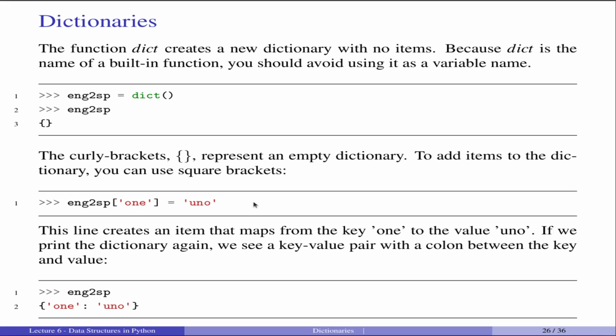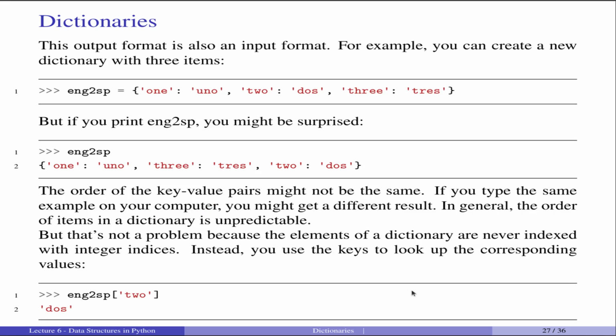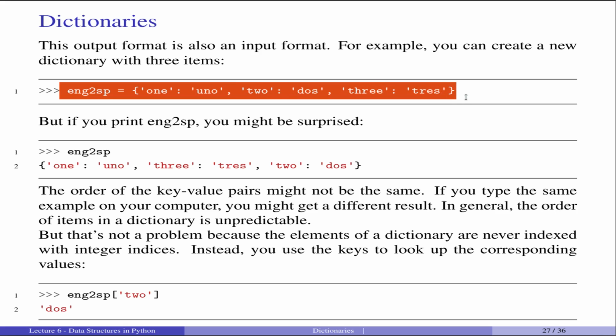So if we print the dictionary again, we see a key value pair with a colon between the key and the value. So আমি যদি into sp কে এখন প্রিন্ট করি তাহলে দেখবেন যে আমার এখানে একটা কি ভ্যালু পেয়ার আছে এবং সেখানে কি হচ্ছে 1 এবং ভ্যালু হচ্ছে uno। ওকে, we can assign multiple dictionary elements at the same time. So খেয়াল করে দেখেন এখানে আমরা সেই কাজটা করছি। into sp is equals to 1 uno 2 dos 3 tres, which are equivalent Spanish words for 1 2 and 3.